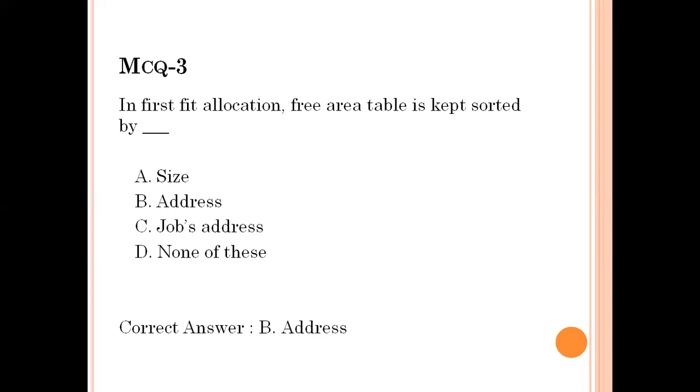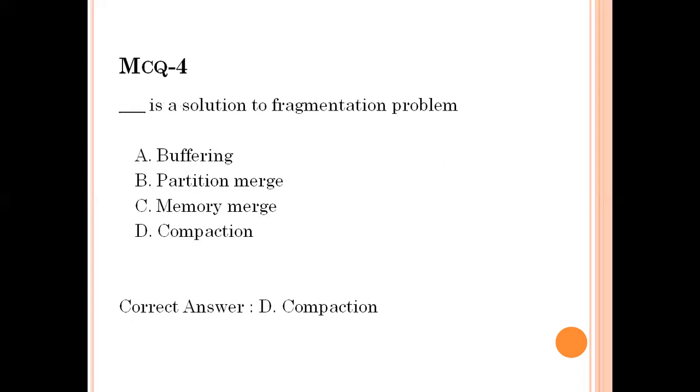In the first fit allocation, the free area table is kept sorted by: size, address, job address, and none of these. The correct answer is B. Dash is a solution to the fragmentation problem: buffering, partition merge, memory merge, compaction. The correct answer is D, compaction.